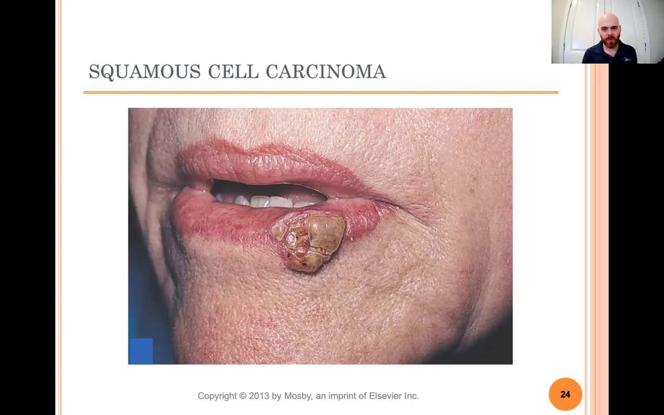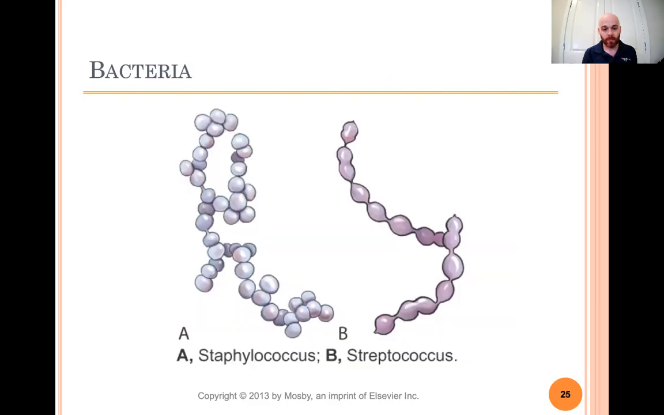There's another carcinoma that went way too long before they got it taken care of. You should never let something go that long. If you want to know the shape of staph and strep, there they are.